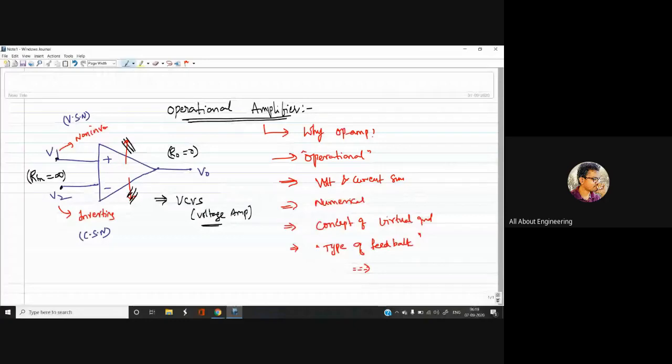Okay. Now, why is this called operational amplifier? This is the important thing that one should know. At least they should know the basics of the term. Why we usually use this term operational while saying about this amplifier.